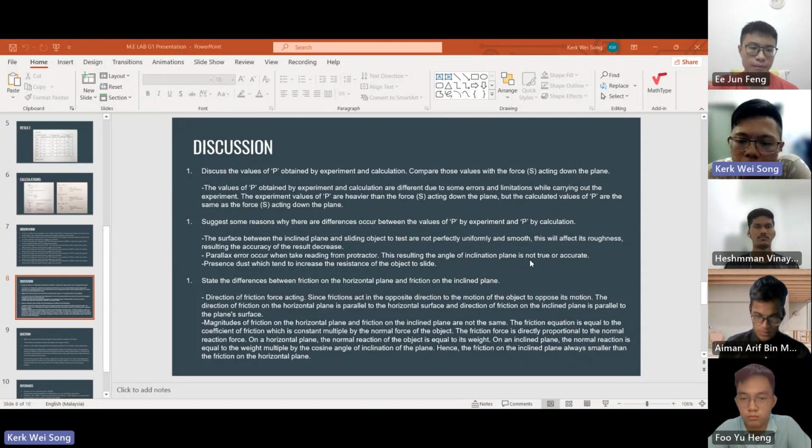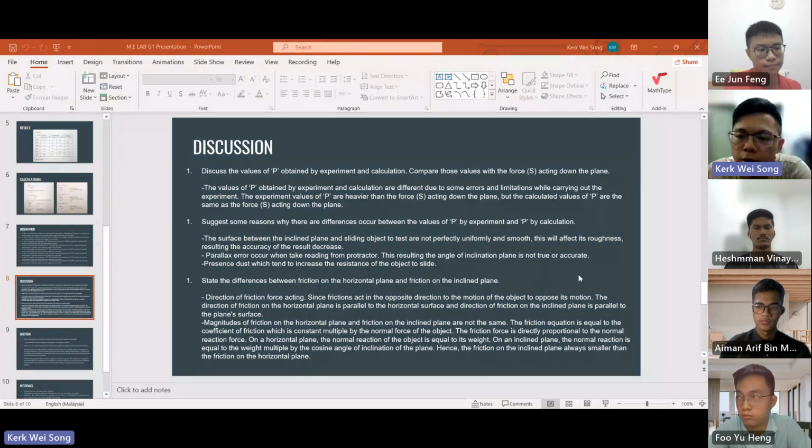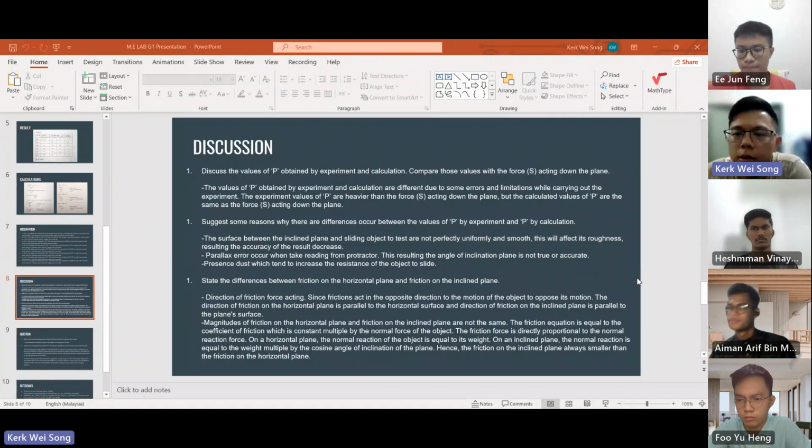Second, the magnitude. The friction equation is equal to the coefficient of friction times the normal reaction. The normal reaction on the horizontal plane is the weight of the object, but on the inclined plane, the normal force is the weight multiplied by the cosine of the angle of inclination of the plane. Hence I can conclude that the friction on the inclined plane is always smaller than the friction on the horizontal plane.